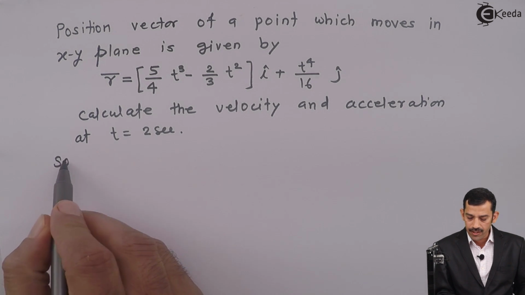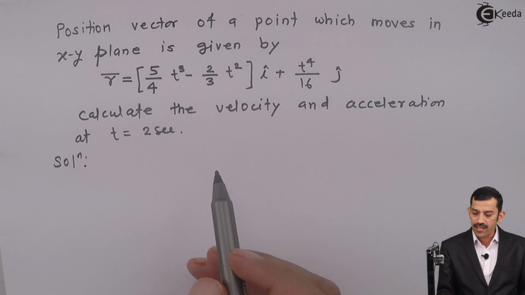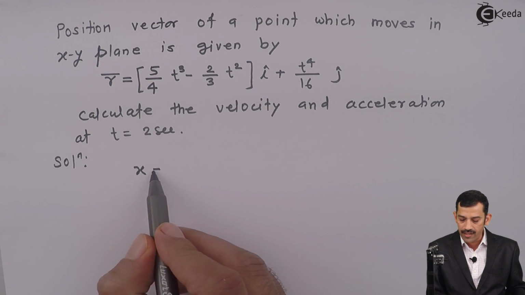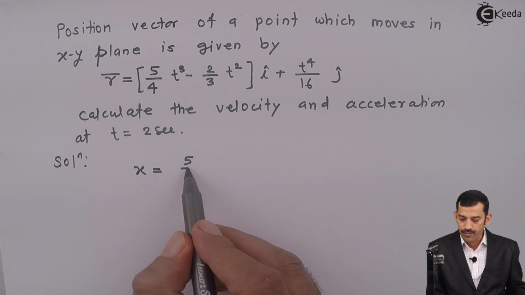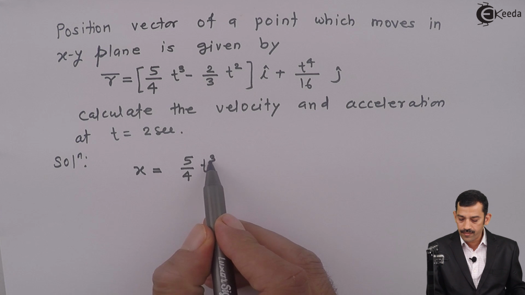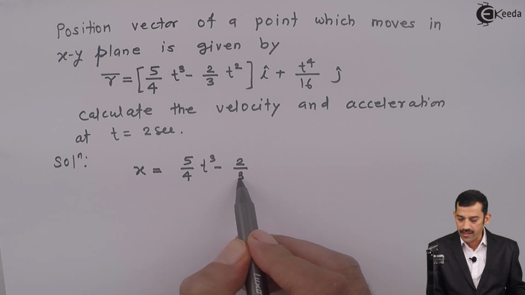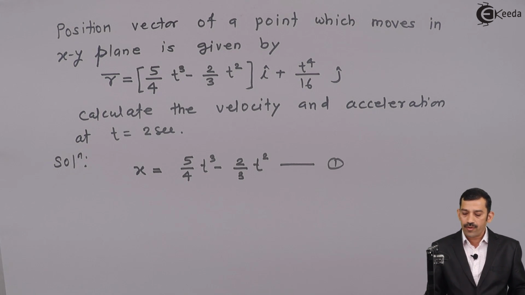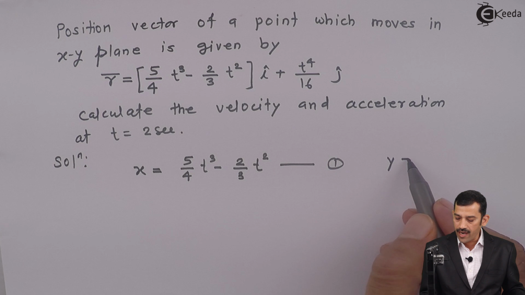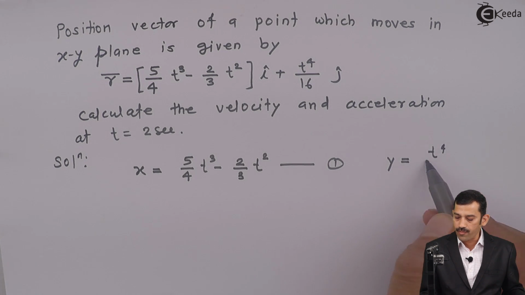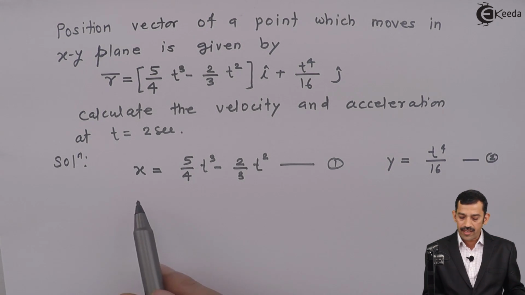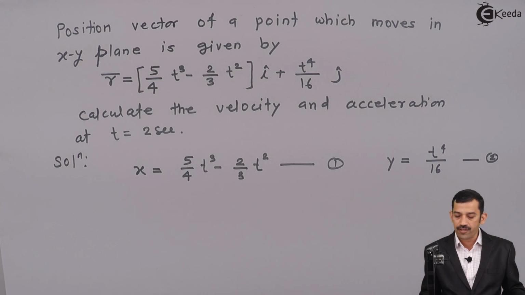Therefore, the first step in the solution: as r bar is x i plus y j, x is equal to 5/4 t cube minus 2/3 t square. This is equation number 1. And y is t raised to 4 upon 16. This is equation number 2. Now as x and y are functions of time t, finally you have to find the velocity and acceleration.